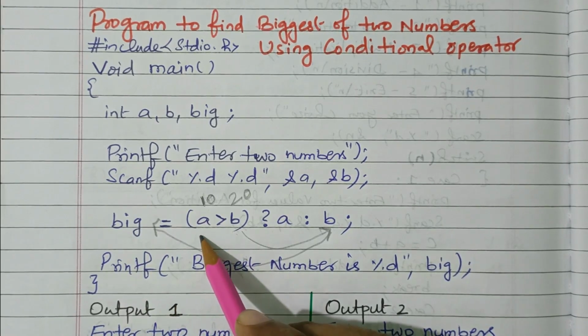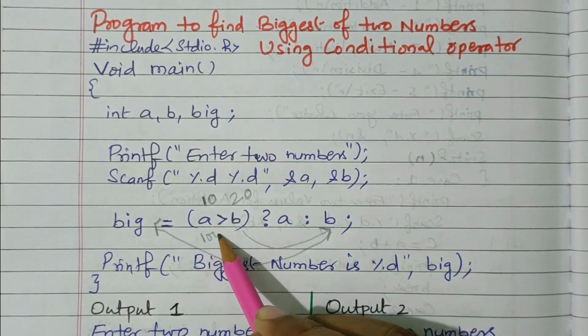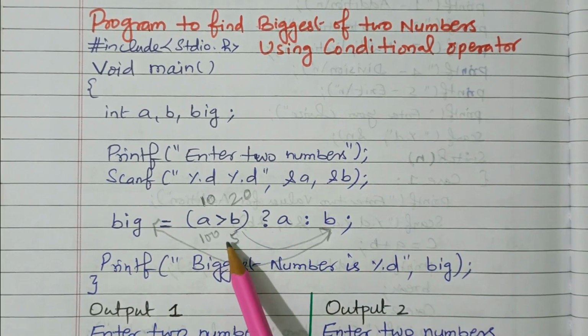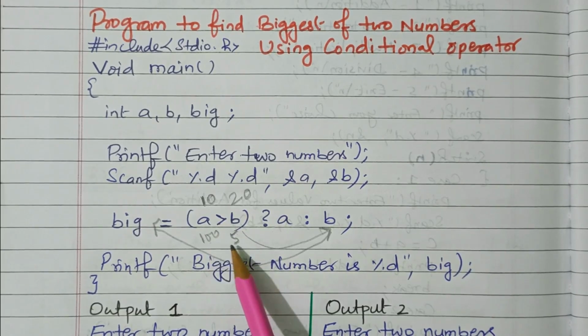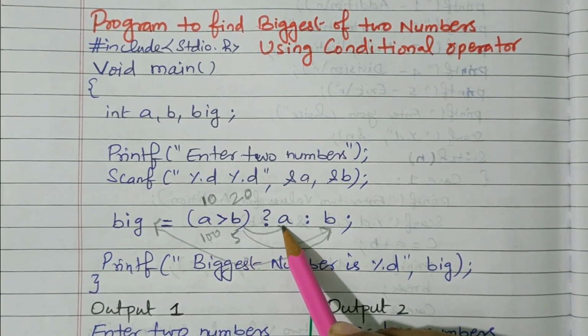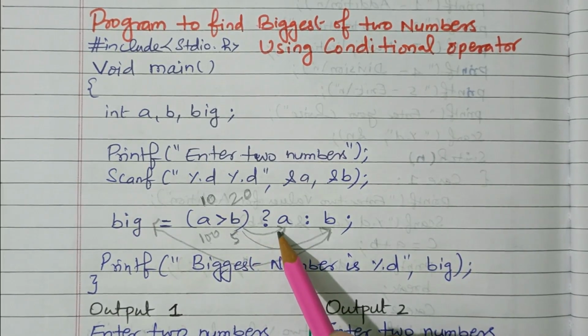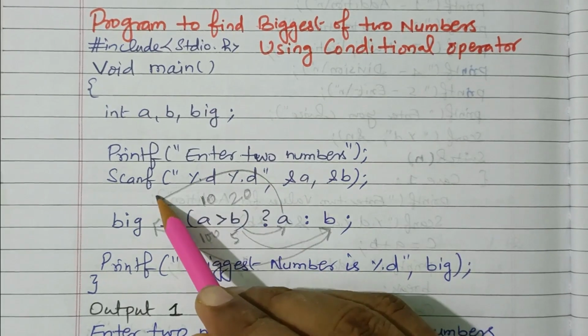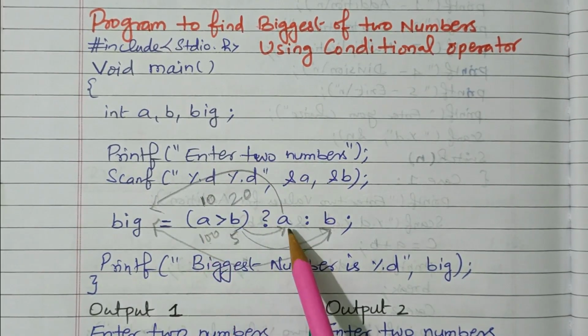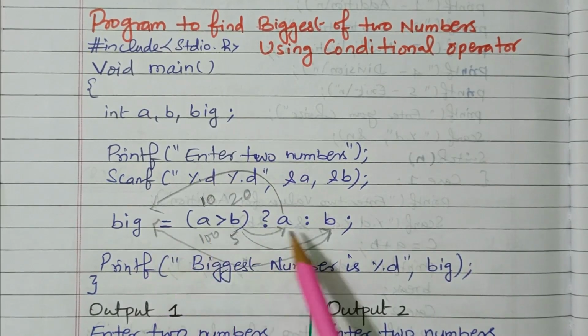Suppose we take another example. This is 100 and this is 5. In this case, the condition is true. A is greater and B is lesser. So what will happen? The control will go to the first expression, so the A value will be stored in big. If the condition is true, A will be stored; if false, B will be stored.